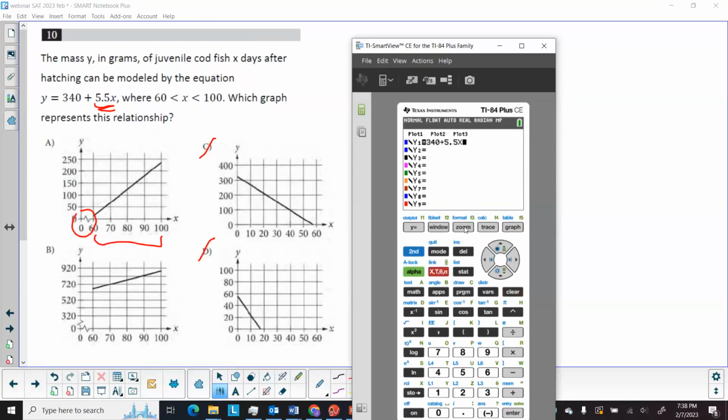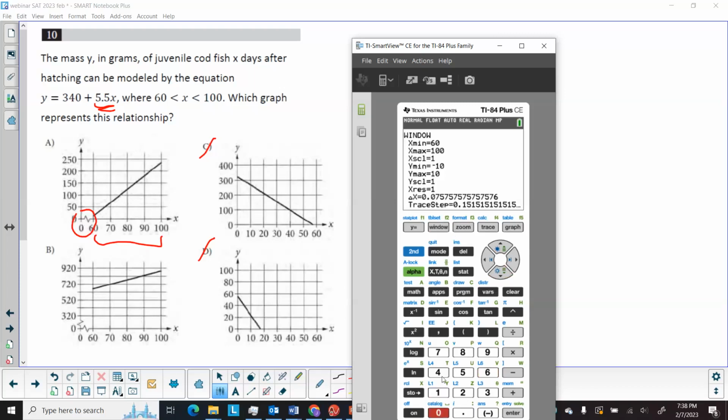And we're going to start with the Zoom 6 here. If you go to Window, you can't see anything really, right? So we really want only from 60 to 100. So I want my X minimum to be 60, and I want X max to be 100.